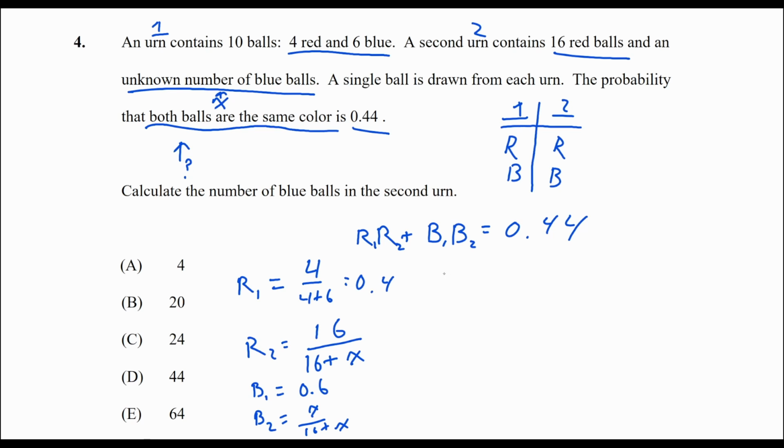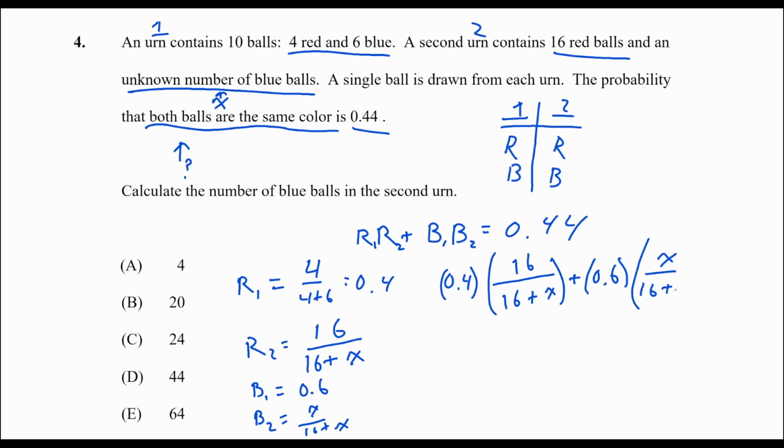So for R1, I'm going to put 0.4 in parentheses. And then R2 is going to be 16 divided by 16 plus x. And that's going to be added to 0.6 multiplied by x over 16 plus x, which is equal to 0.44.